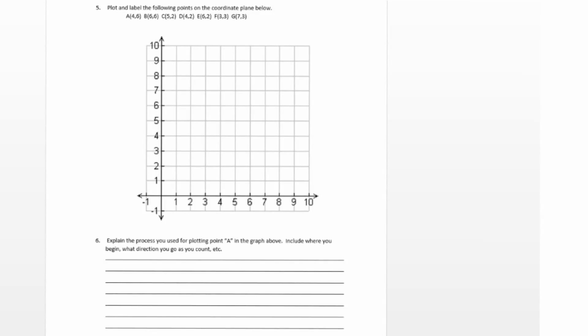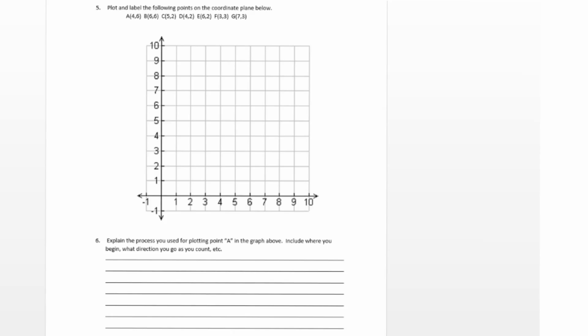Hello class and welcome to Test Prep CA8 Part 1, question number 6. On this question it says, explain the process you used for plotting point A in the graph above. Include where you begin, what direction you go as you count, etc.